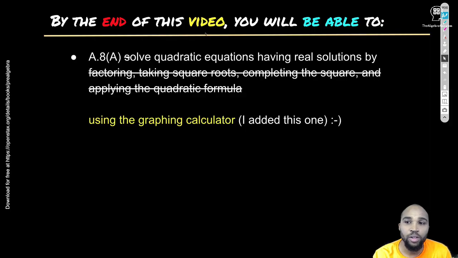By the end of this video, you'll be able to solve quadratic equations having real solutions by, none of these, but by using the graphing calculator. No, that's not an actual TEK. I'm throwing that one in as a bonus, because we get to use the calculator on this test, so please take full use of it. Other students around the state are definitely using it, you need to know how to use it as well. So let's jump into it.